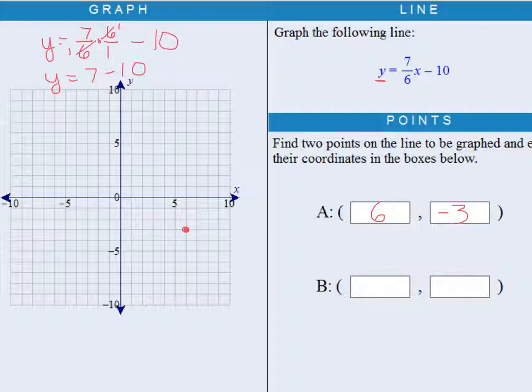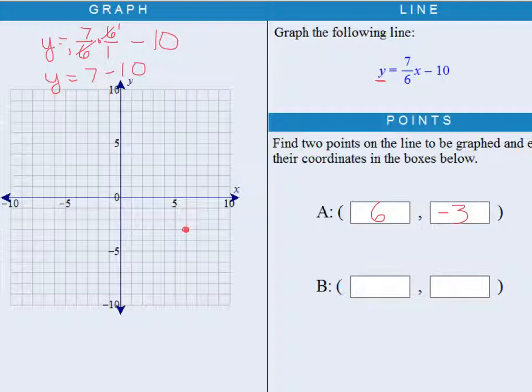All right, let's try again. Let's pick another number that would divide by 6 nicely. Perhaps we could try 12. Well, the problem with 12 is that it wouldn't fit on this graph. It's just a 10 by 10 graph. So 12 is getting kind of big.